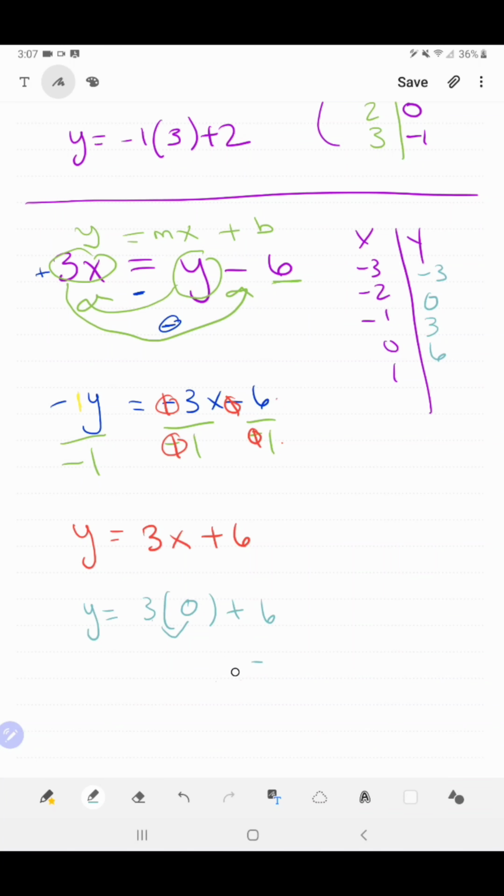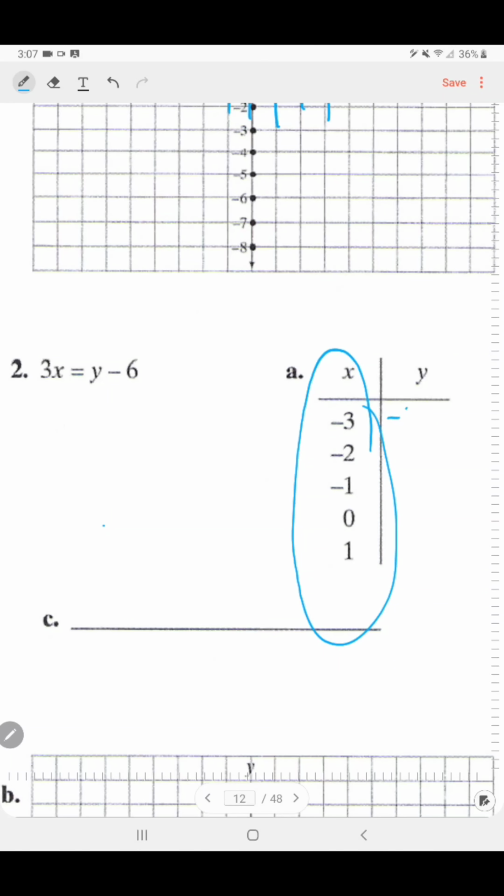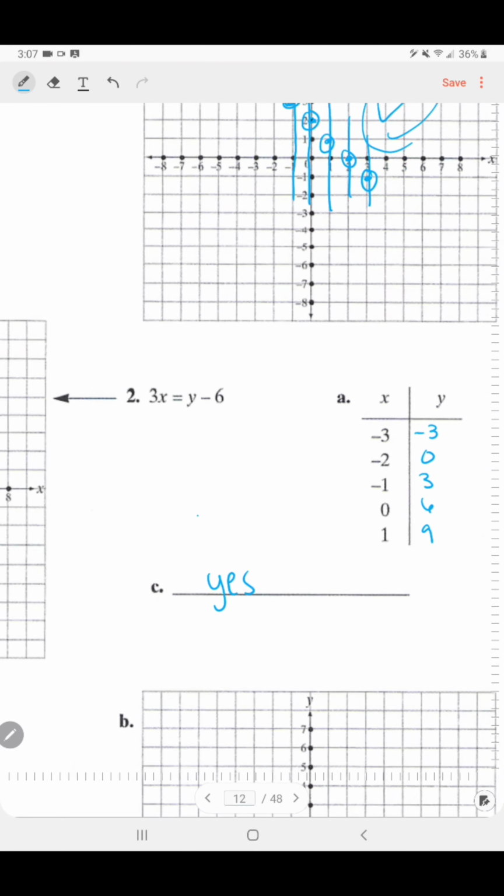And last one is 1. 3 times 1 is 3. 3 plus 6 is positive 9. So, first thing, no repeating x's. So, yes, that's a function. And we've got negative 3, 0, 3, 6, 9. And yes, we already determined that it was a function.